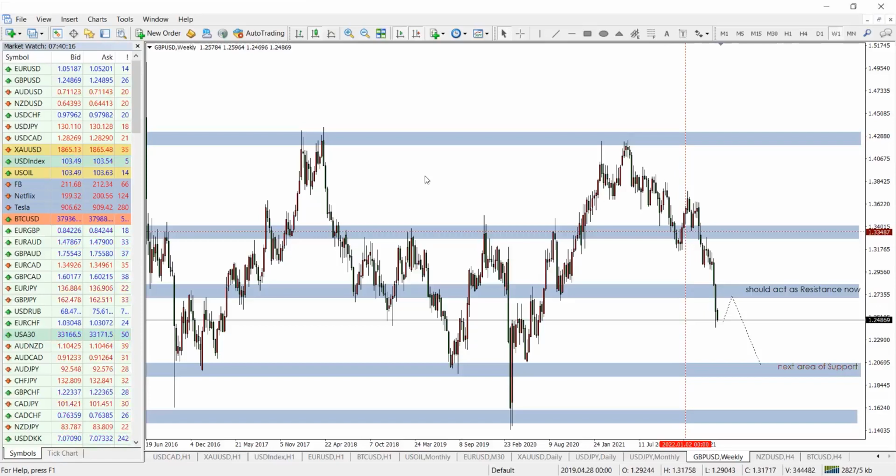There's going to be volatility today. Please pay attention. Make sure you have your stop loss in place and you calculate your risk management appropriately.